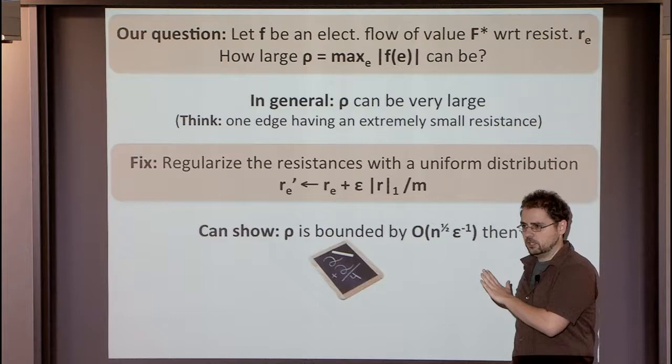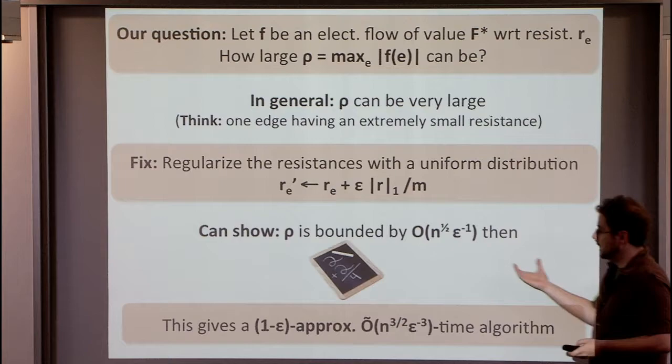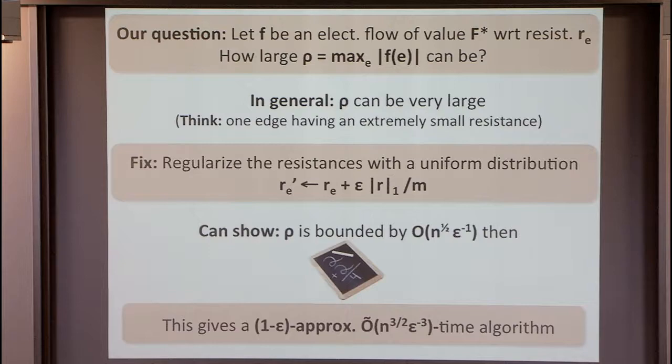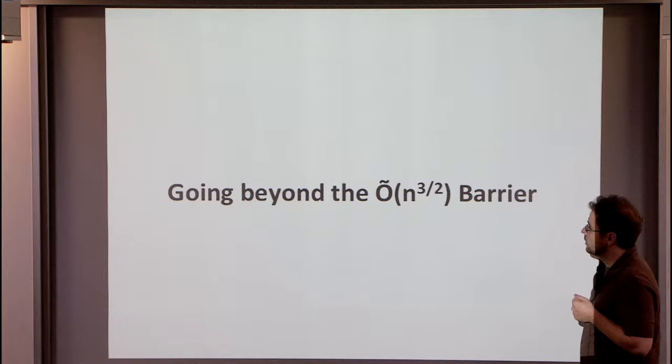Once you have a bound on rho, what you get here is an n to the 3 halves algorithm. This is less than ideal, because we did all this work to exactly beat this n to the 3 halves bound. So we wanted to do better. How can you actually beat this n to the 3 halves barrier?